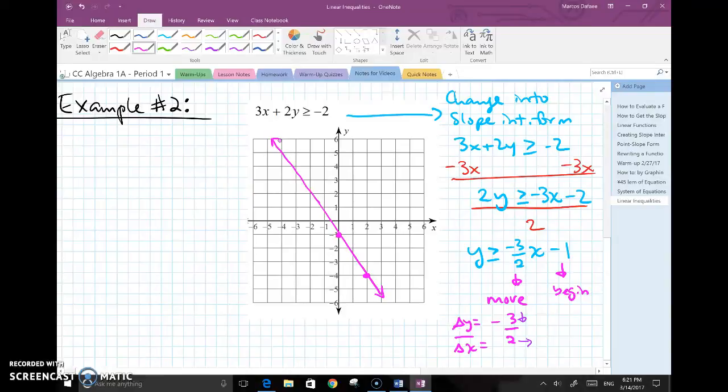So I need to test a point. Now, the best point, again, is the origin, which would be right here. I'll make that a different color so you can see it a lot better. Okay, so right there, I'm going to test 0, 0. And I'll do it here at the side. So testing 0, 0. My x is 0, my y is 0. So what I get is the following. I get 3 times 0 plus 2 times 0 is greater than or equal to -2.